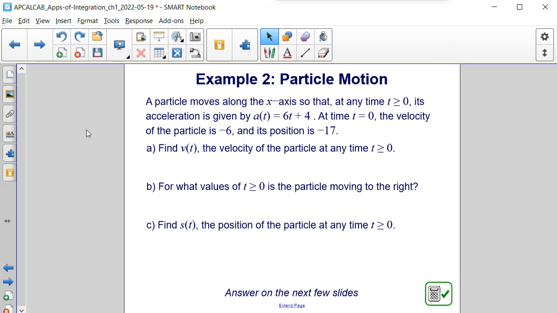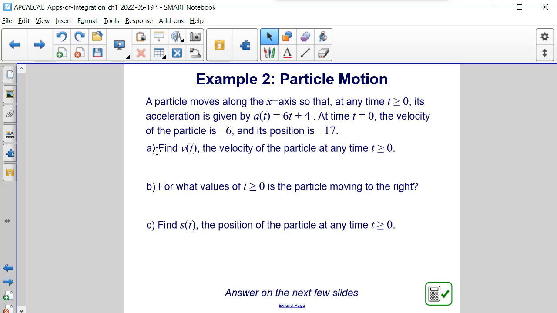Here's an example. A particle moves along the x-axis so that at any time t being greater than or equal to 0, its acceleration is given by a of t, which is equal to 6t plus 4. At time t equals 0, the velocity of the particle is -6, and its position is -17.